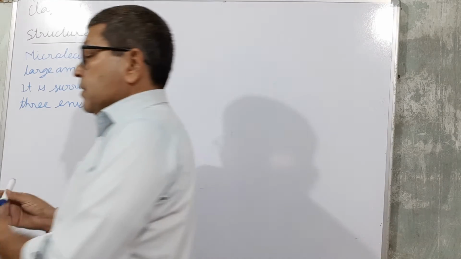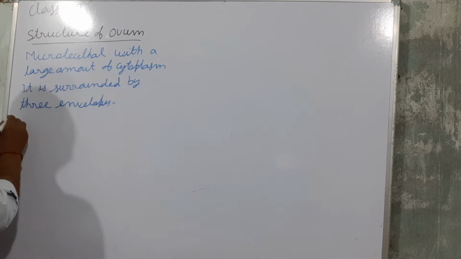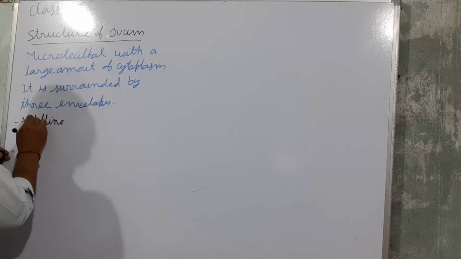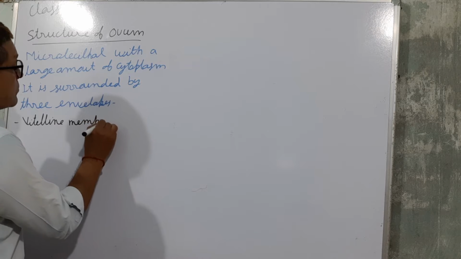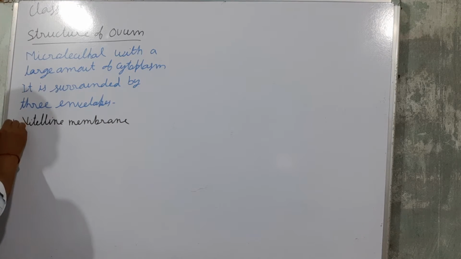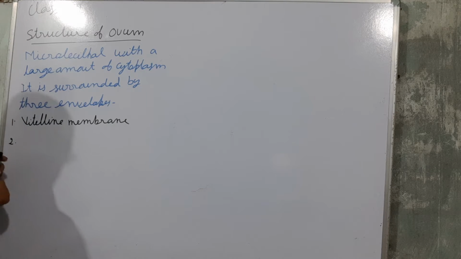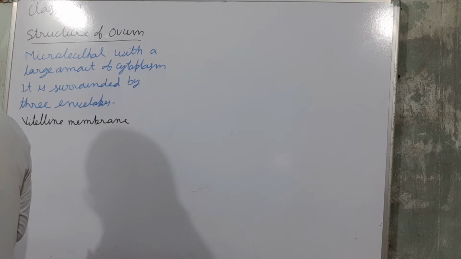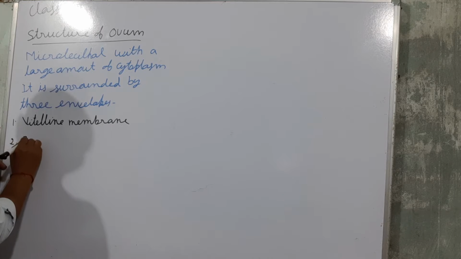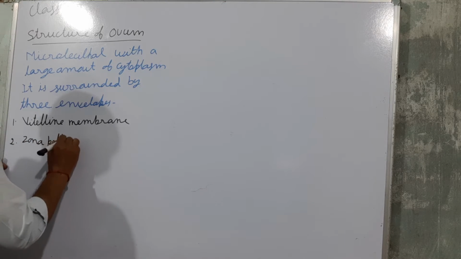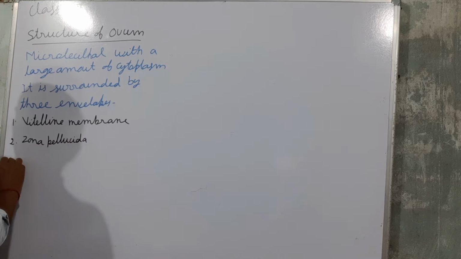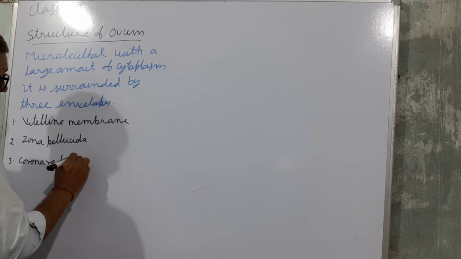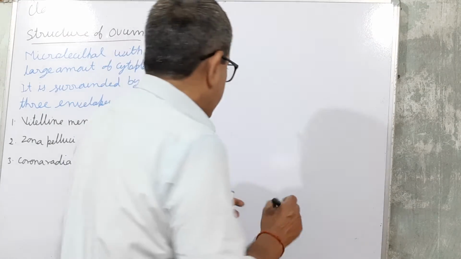These are the vitelline membrane, number one; the zona pellucida, number two; and the corona radiata. So we have to see its structure.